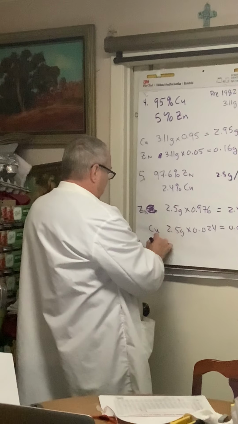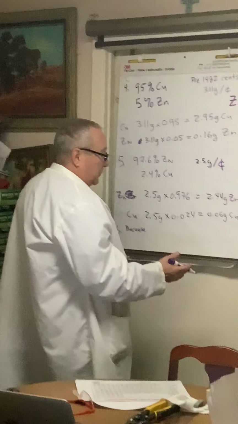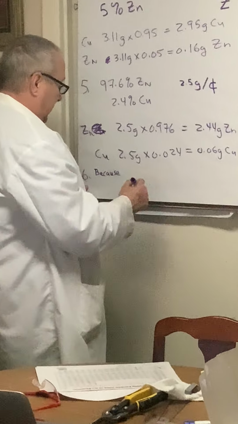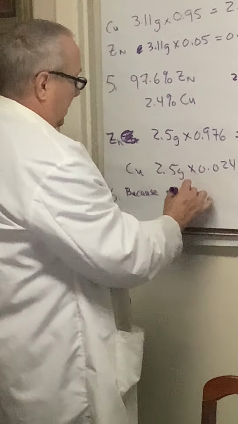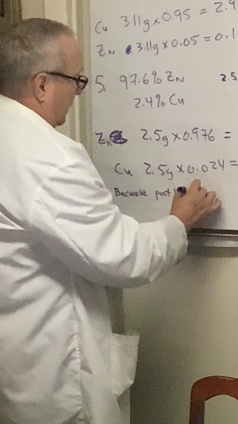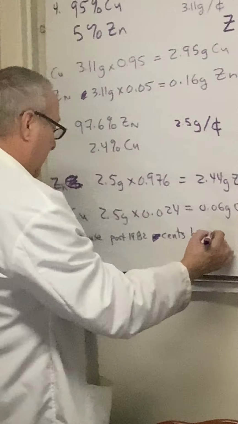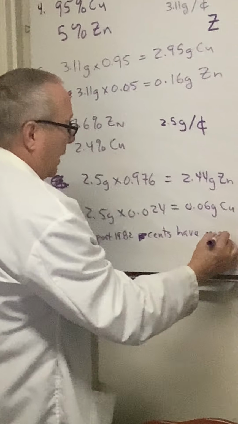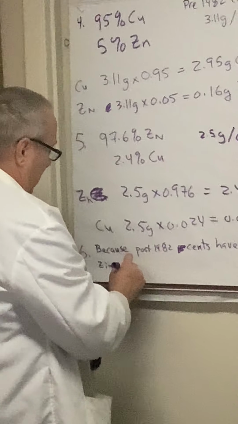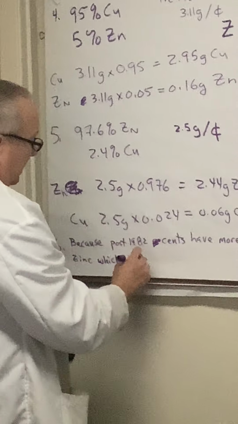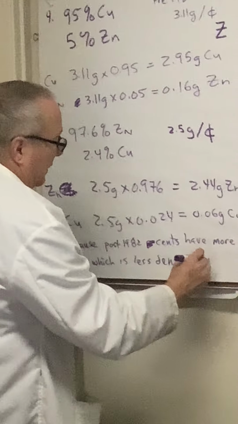So for our final question, it says, why does one penny have less mass than the other? Because it weighs less. Shouldn't start a sentence with because, but I'm running out of room. The post 1982 pennies weigh less because post 1982 pennies, cents, have more zinc, which is less dense than copper.